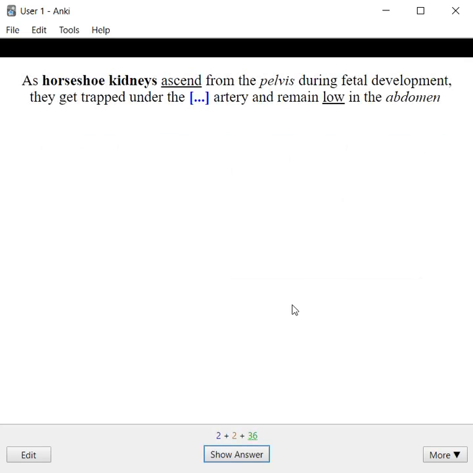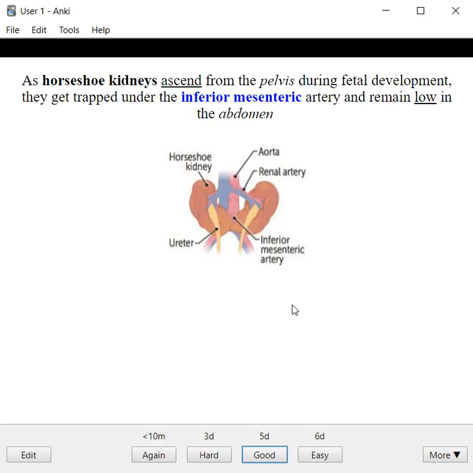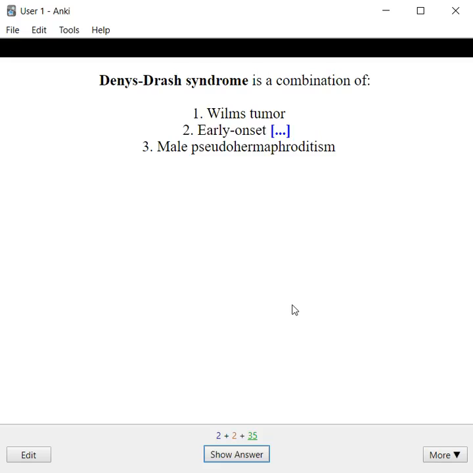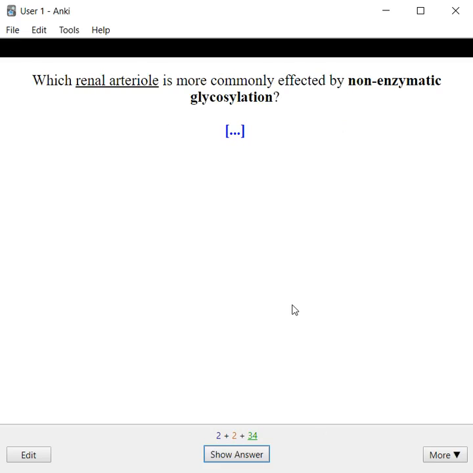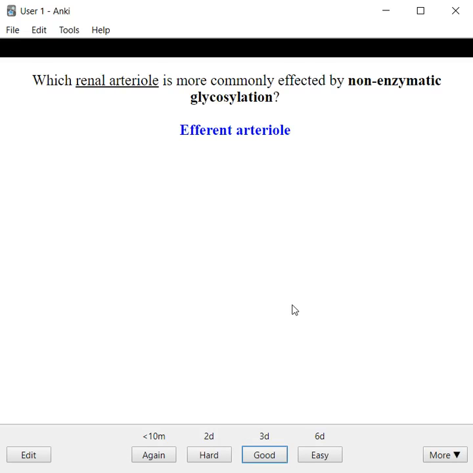10 months. As horseshoe kidneys ascend from the pelvis during fetal development, they get trapped under the what artery and remain low in the abdomen? The inferior mesenteric. Denny-Drash syndrome is a combination of what? Wilms tumor, early onset nephrotic syndrome, and male pseudohermaphroditism. Which renal arteriole is more commonly affected by non-enzymatic glycosylation? It is the efferent arteriole.